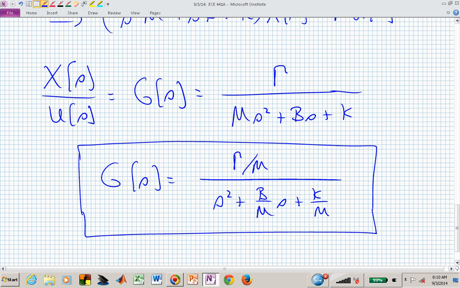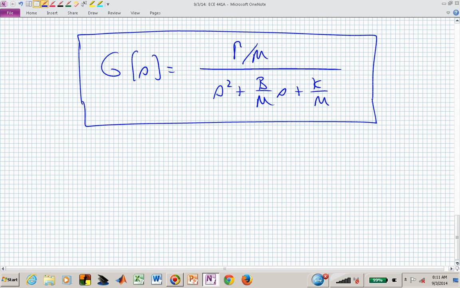And we have some numerator coefficient. We don't have any finite zeros. We have two poles, and depending on the values of the spring constant, the damping coefficient, and the mass, that will impact or influence where those poles are located. That should be fairly straightforward. What about the block diagram case?